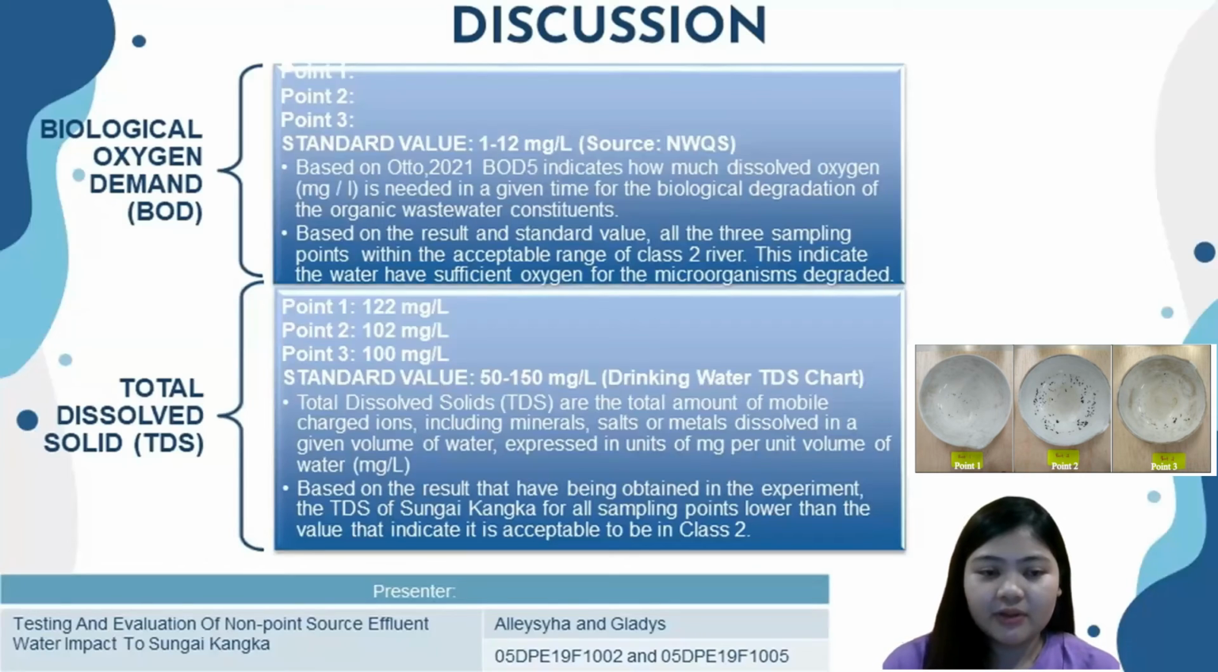Discussion for total dissolved solid, TDS. The standard value is 50 until 150 mg per liter. The total dissolved solid, TDS, is the total amount of mobile charged ions, including mineral salts or metals, dissolved in a given volume of water, expressed in units of milligram per unit volume of water, milligram per liter. Based on the results that have been obtained in the experiment, the TDS of Sungai Kangka for all sampling points is lower than the value, which indicates it is acceptable to be class 2.